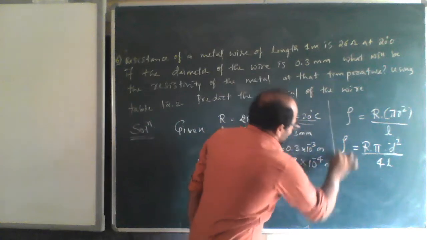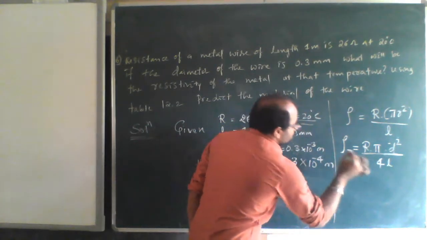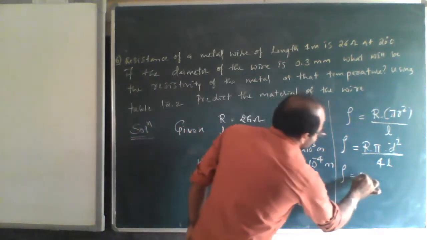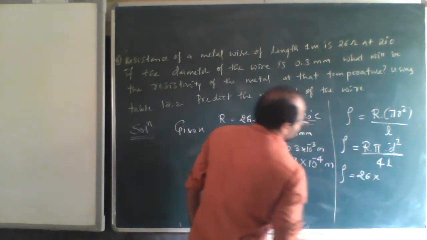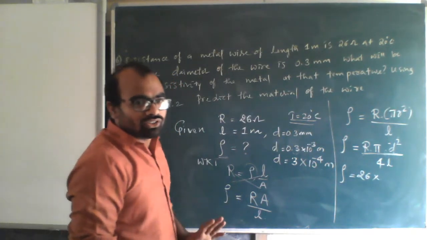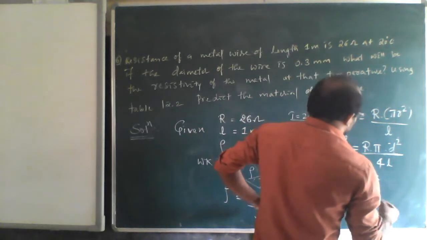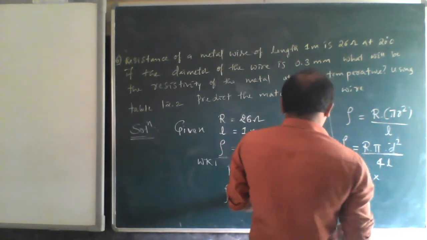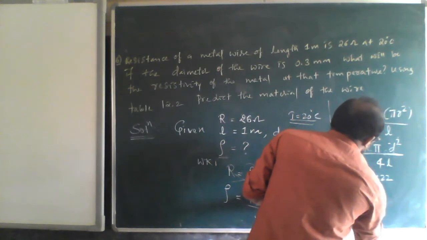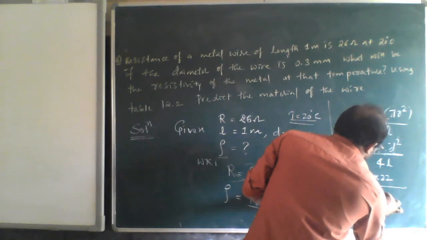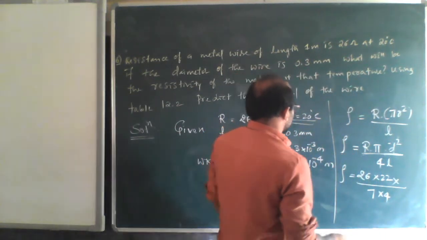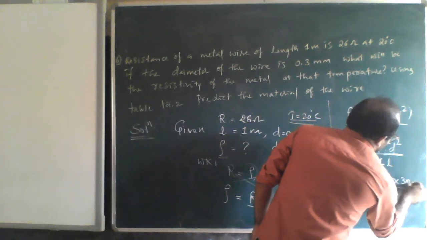So now rho equal to, what is my R? R is 26 into pi. You can keep it as 22 by 7 or 3.14, whichever one you feel easy. So let us keep it 22 by 7. 7 into 4. Here D square, D square is this much: 3 into 10 to the power minus 4 whole square.